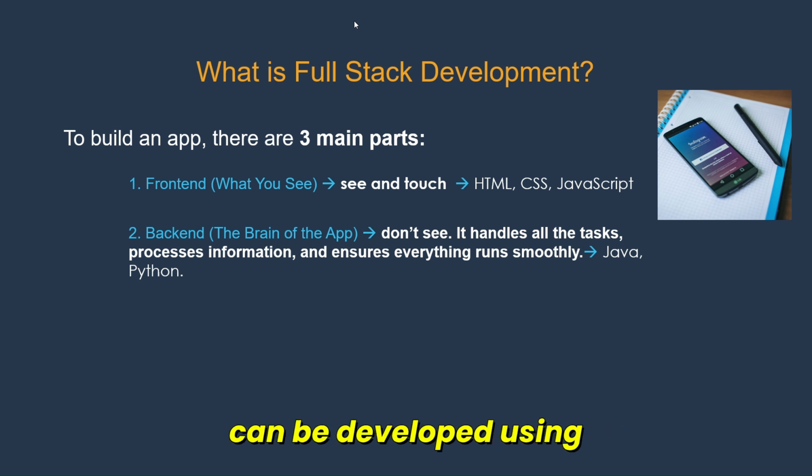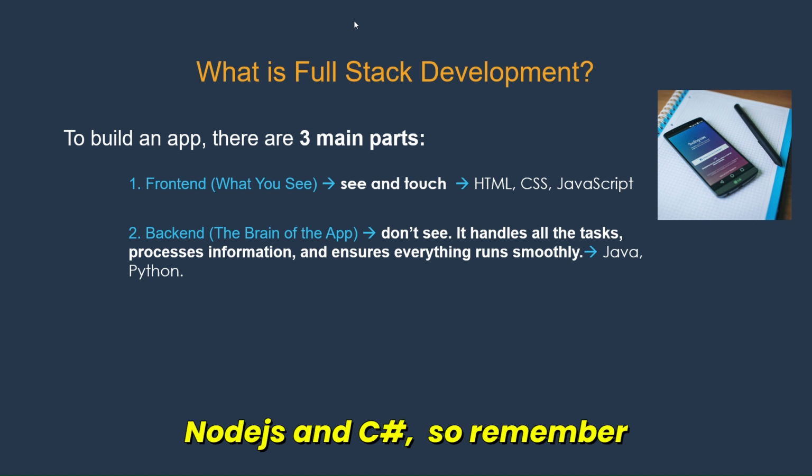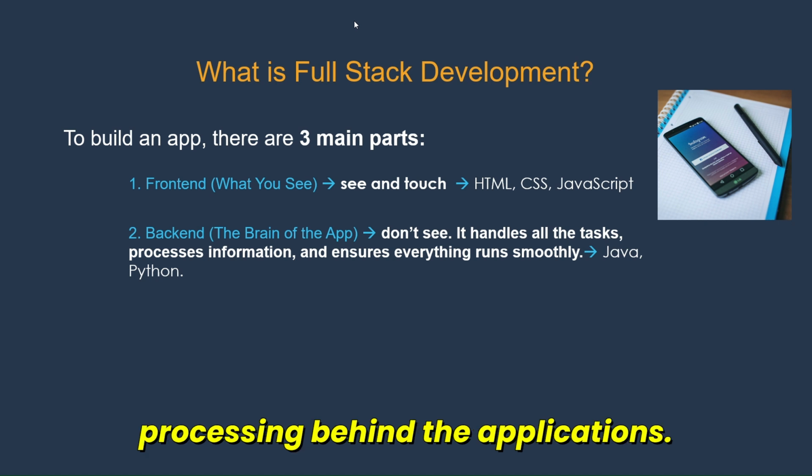Backend applications can be developed using technologies such as Java, Python, JavaScript with Node.js, and C Sharp. So remember, backend means the logic and processing behind the applications.